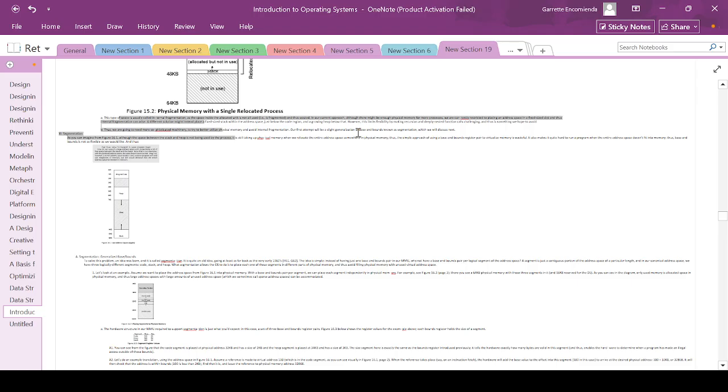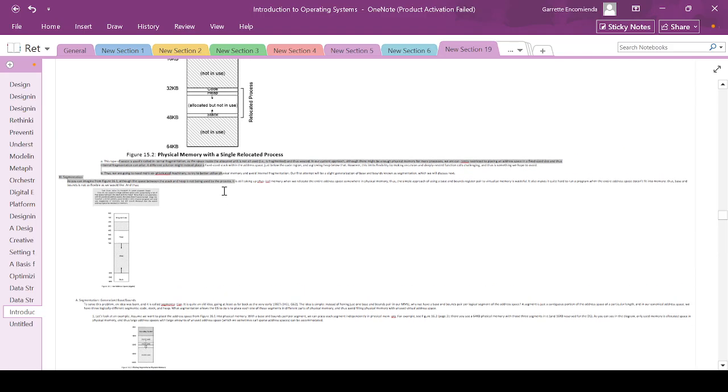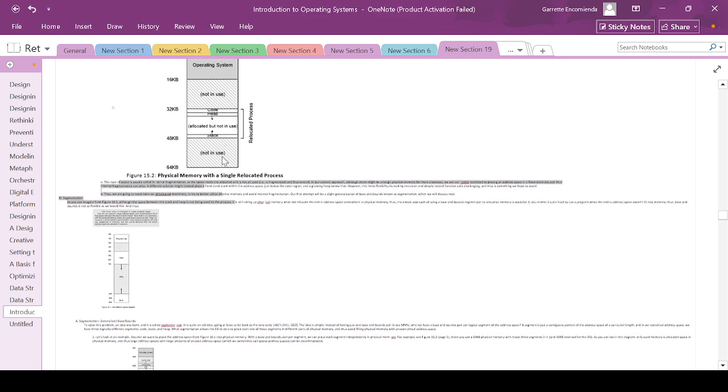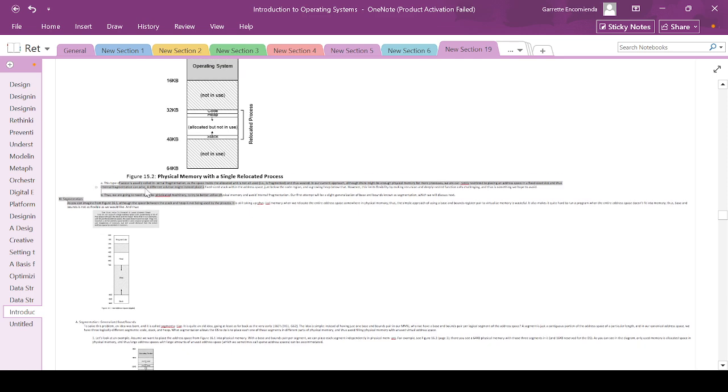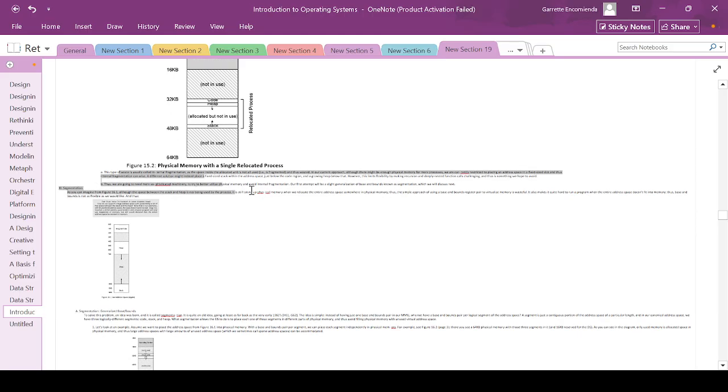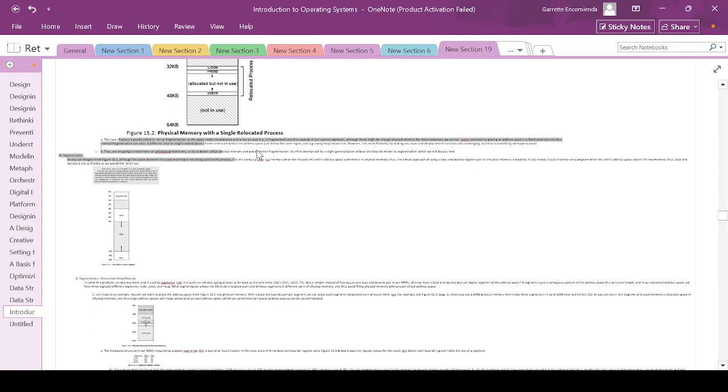In our current approach, although there might be enough physical memory for more processes, we are restricted to placing an address space in a fixed size slot, and thus internal fragmentation can arise. Although there might be enough physical memory for more processes, it cannot be used because we can only insert them in fixed slots.